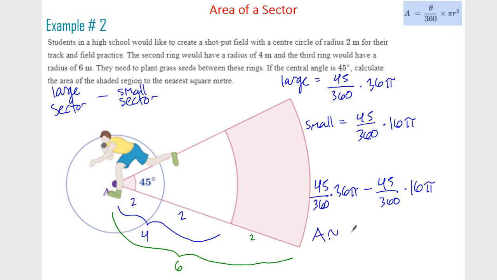Therefore, our area is approximately 7.85398 dot dot dot. So therefore, it's 8 meters squared. It's area, so it needs to be square, and it's to the nearest square meter. So that's where we got 8. We rounded there. All right, hopefully that makes sense. If not, ask me in class. We'd be happy to go over it again.